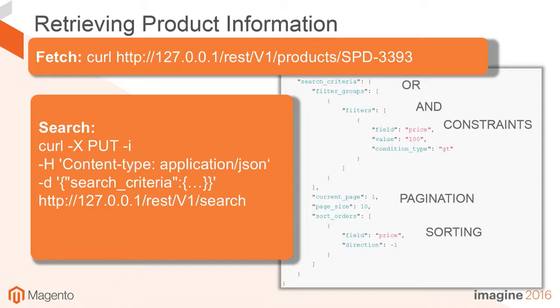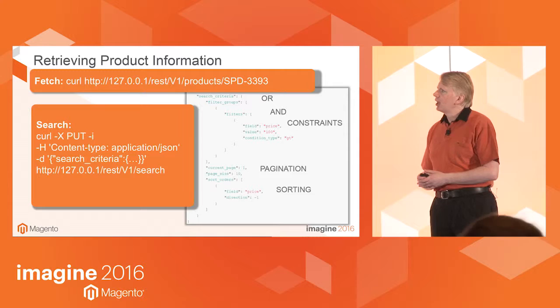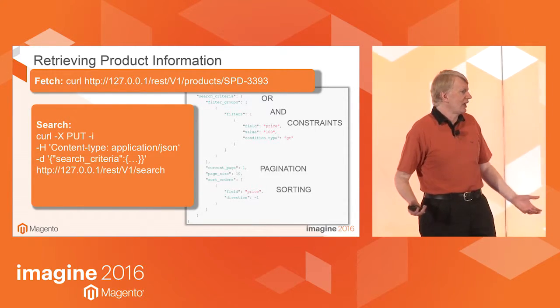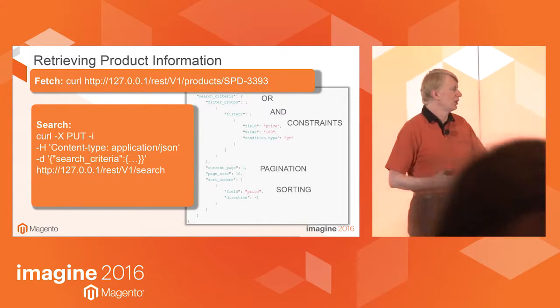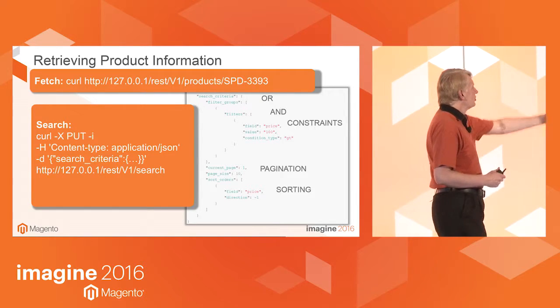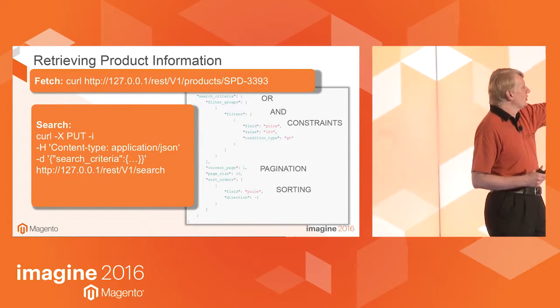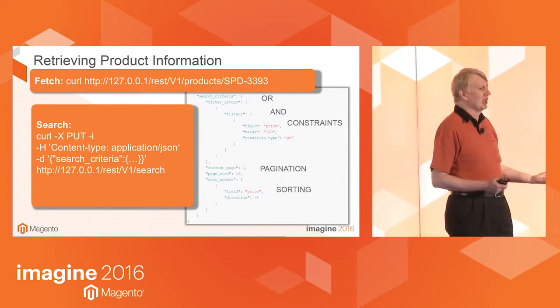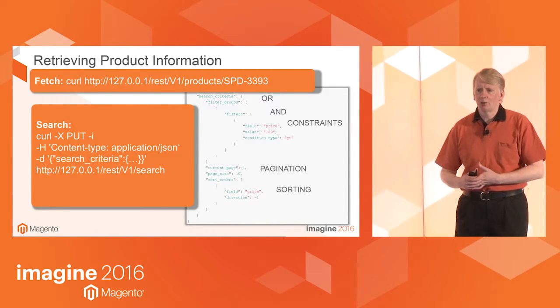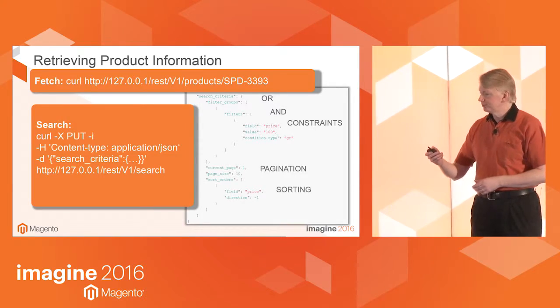So some more examples running through things. I'm not going to go through this in huge detail, but I'm really just trying to give you a feeling of the breadth of the APIs we ship out of the box. You can fetch products, the URL at the top. We've got search APIs, you can do ORs and ANDs with constraints, and it's got pagination and sorting capabilities in it. I'm not going to spend any particular time on that, but these APIs we supply out of the box.